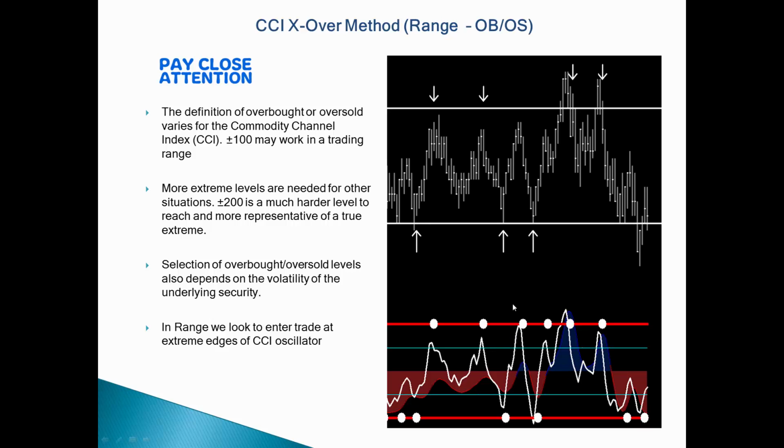We only want to be looking to buy and sell at the upper and lower regions of the oscillator, as it's nearing the highs or lows and as it's turning and peaking. So the more extreme levels are needed for various situations. The plus or minus 200 levels we've discussed offer a very, very good point of entry.